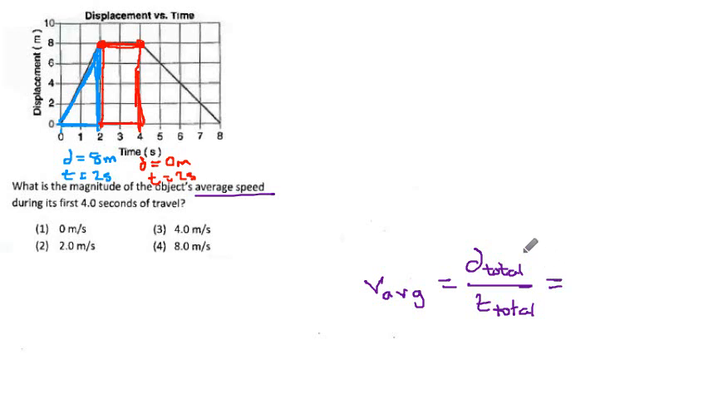So our total distance would be 8 meters plus 0 meters, a total of 8 meters. Our time is 2 seconds plus another 2 seconds makes a total of 4 seconds. 8 divided by 4 gives us 2 meters per second for our average speed.